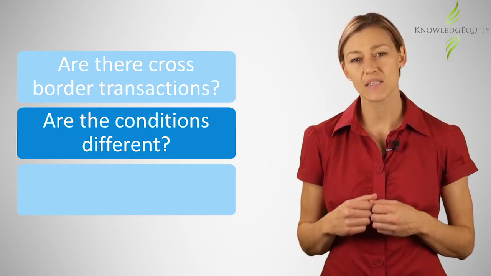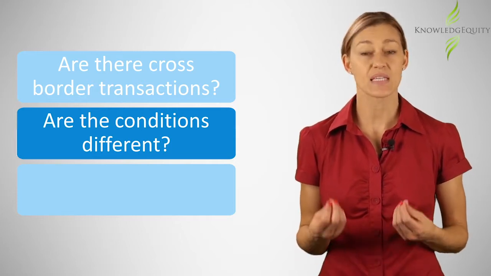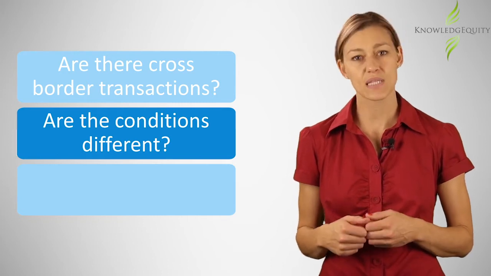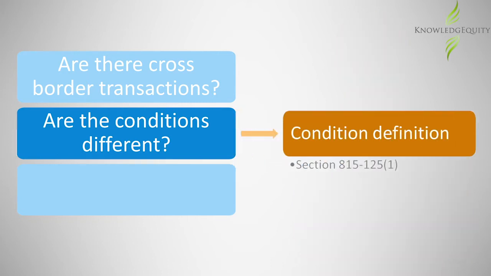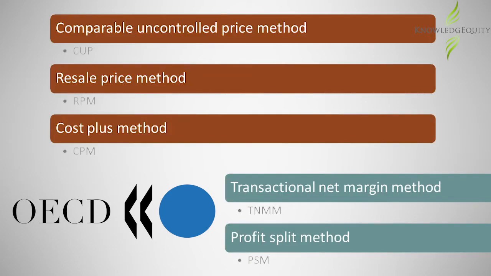Difficulties arise when we try to determine an appropriate arm's length price for comparison, as the conditions need to be sufficiently similar. Arm's length conditions are defined in Section 815-125, subsection 1, and are the conditions that would be expected in a transaction occurring between independent entities operating under normal market conditions. But the conditions have to be comparable to the actual conditions. Guidance is available in the OECD Transfer Pricing Guidelines for Multinational Enterprises and Tax Administrations and sets out 5 methodologies that can be used.